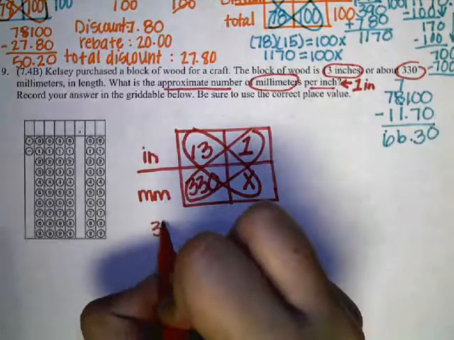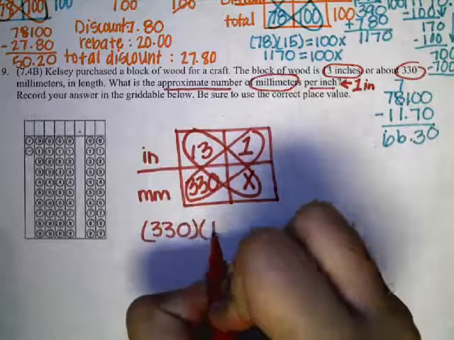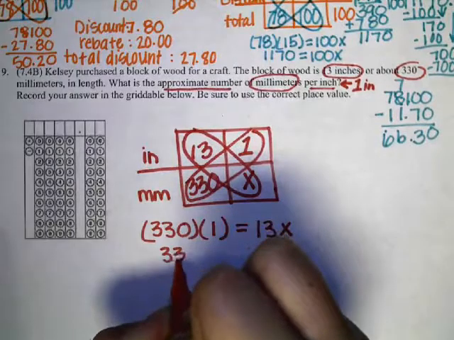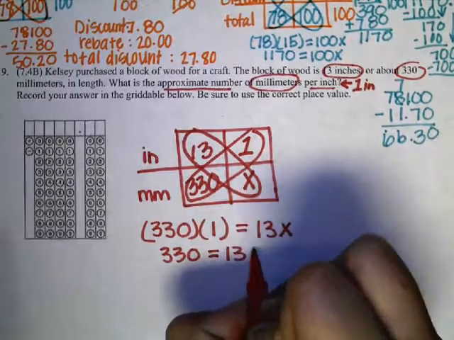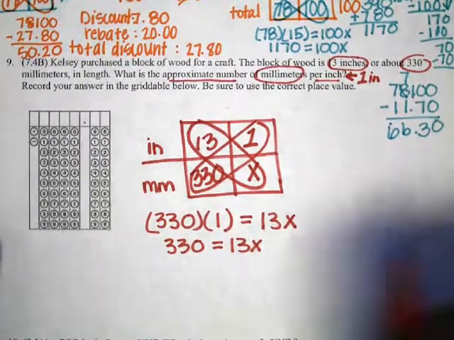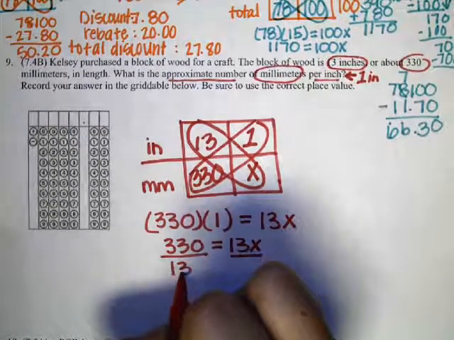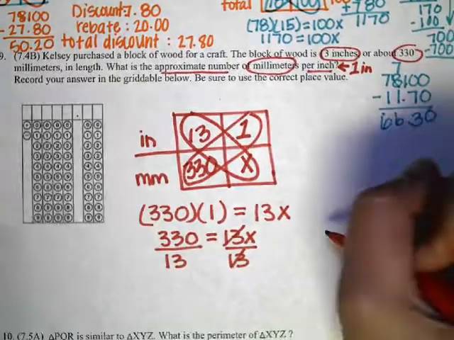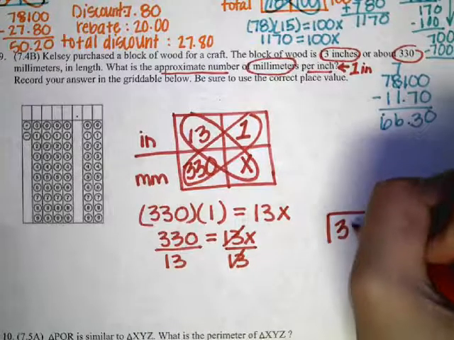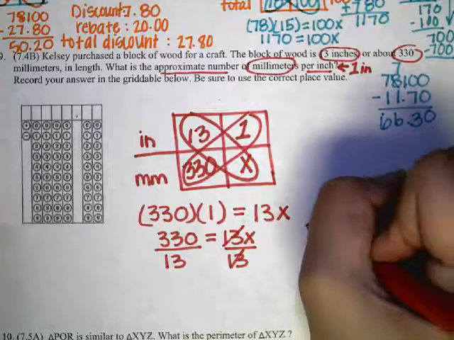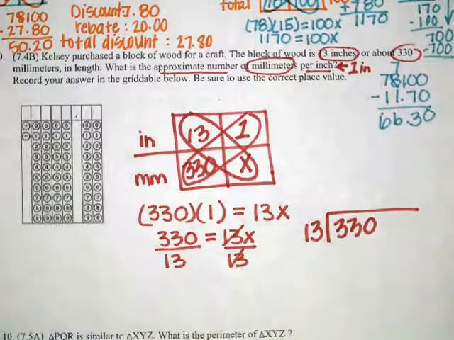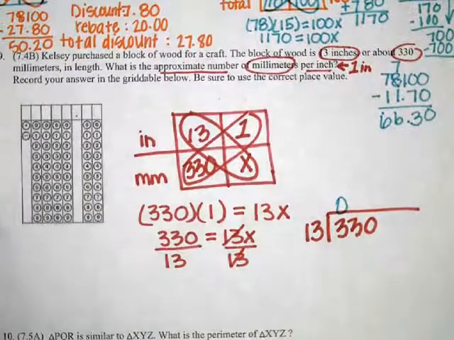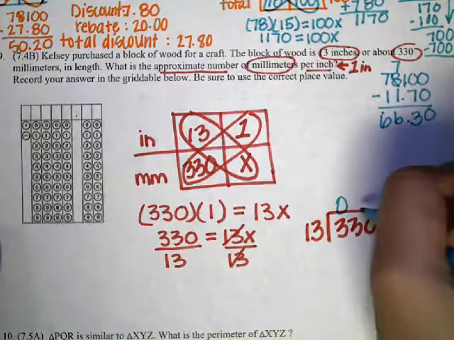We have 330 times 1 equals 13x. 330 times 1 is 330. And to get x by itself, we are simply going to divide. Your 13s cancel out. And when you divide, 330 goes inside and 13 goes outside. 13 cannot go into 3. So we're going to move on to 33. 13 can go into 33 2 times.